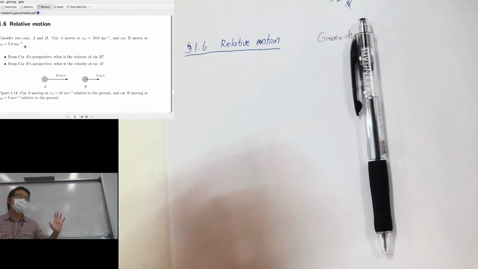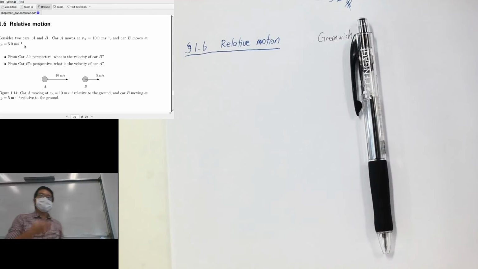So that one is fine, different coordinate systems. But things become more and more complicated if your coordinate systems are moving relative to each other. That is the relativity.